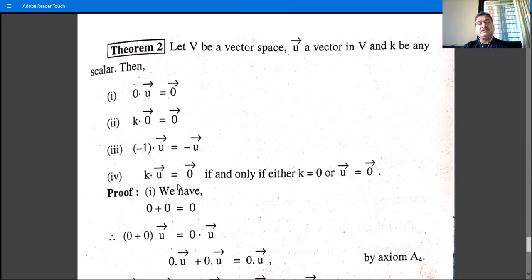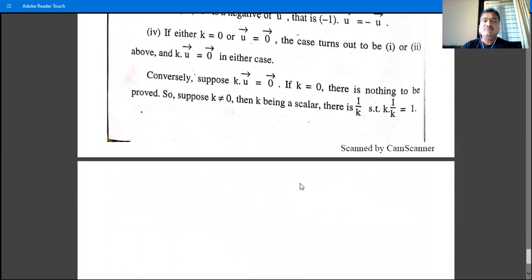Now the converse part is to assume that ku bar is 0 bar, and we have to show either k is 0 or u is 0. But if k is 0, then there is nothing to prove, because we have to show either k is 0 or u is 0. So we assume that k is not equal to 0.